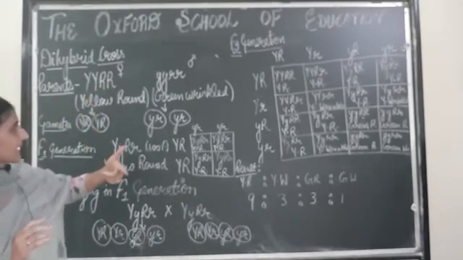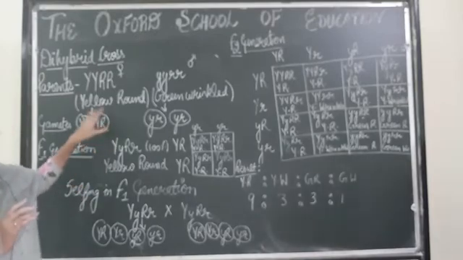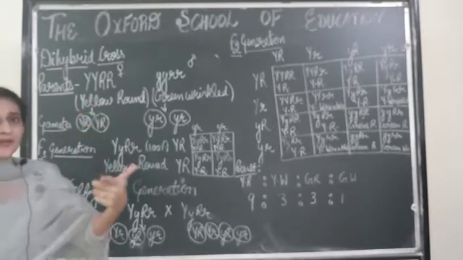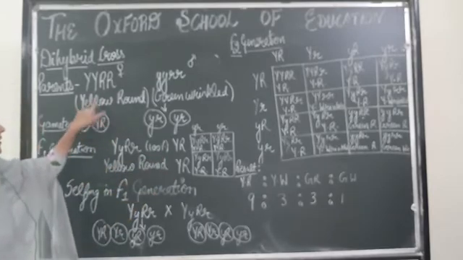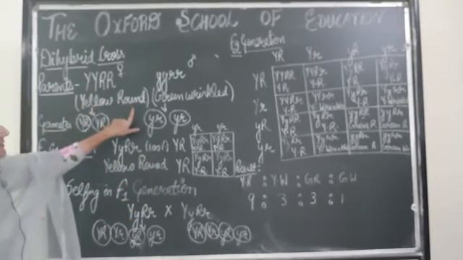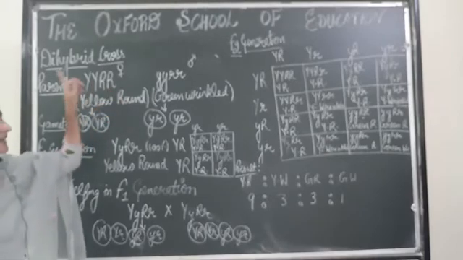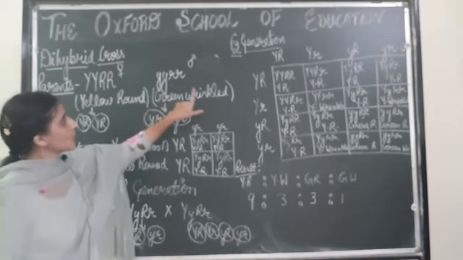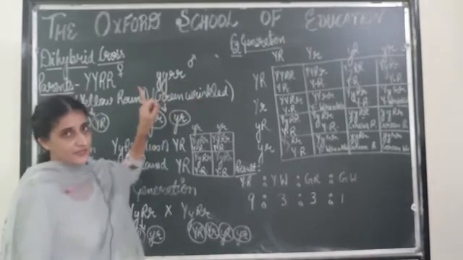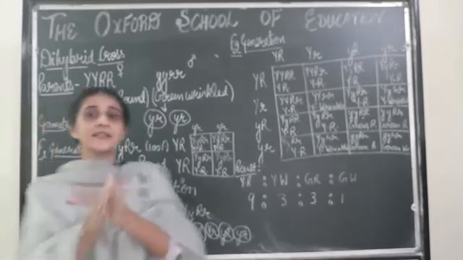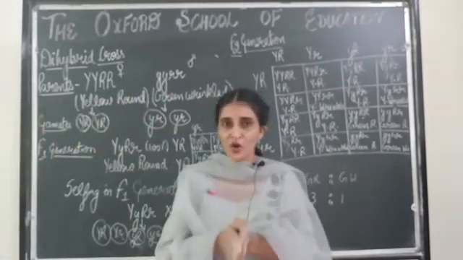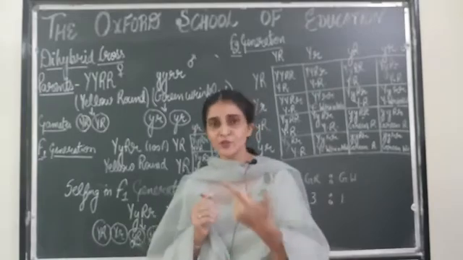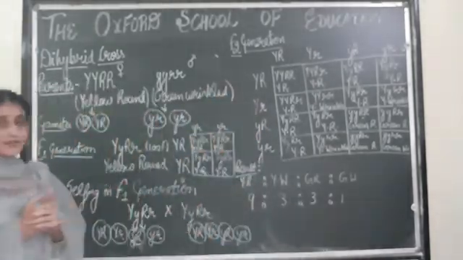For example, I have taken two main characters, that is the color of seeds and the shape of seeds. In the case of dominant characters, yellow is the color of seed, whereas round is the shape of seeds. In case of recessiveness, green is the color of seed, whereas wrinkled is the shape of seeds. So dihybrid cross simply means you have to cross two parents to study two main characters. You may take any two characters. So let's start with this cross.